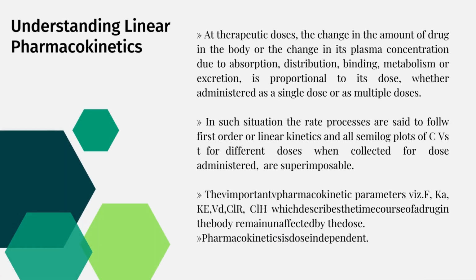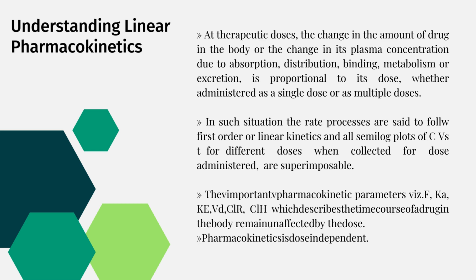At therapeutic doses, the change in the amount of drug in the body or the change in its plasma concentration due to absorption, distribution, binding, metabolism, or excretion is proportional to its dose, whether administered as a single dose or as multiple doses. In such a situation, the rate processes are said to follow first order or linear kinetics, and all semi-log plots of plasma concentration versus time for different doses, when corrected for dose administered, are superimposable.